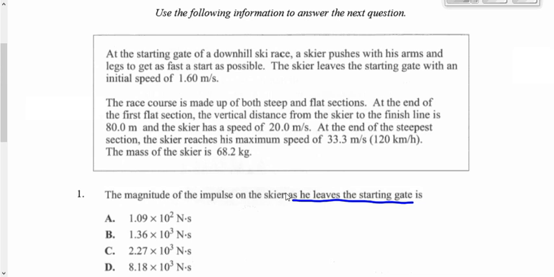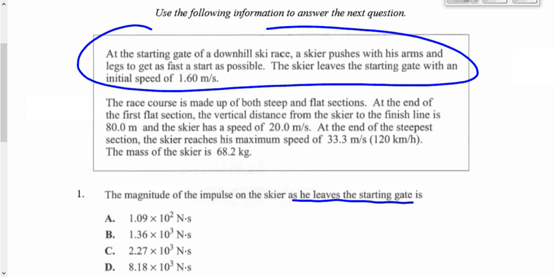So we read this, the magnitude of the impulse as it leaves the starting gate. We realize, look, this is all that really matters. This is where the person is leaving the starting gate. This is the person going down the hill. So what? How fast is he moving when he reaches the end of the steepest section? It's irrelevant. Don't make this harder than it has to be. We're looking for the impulse.